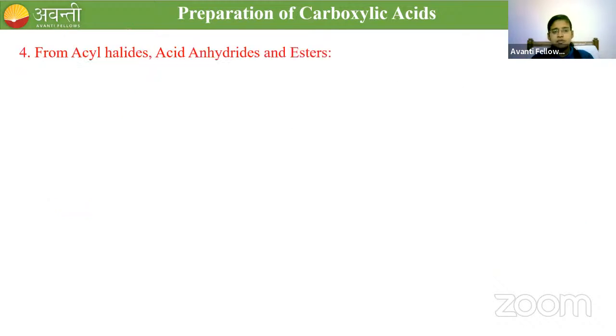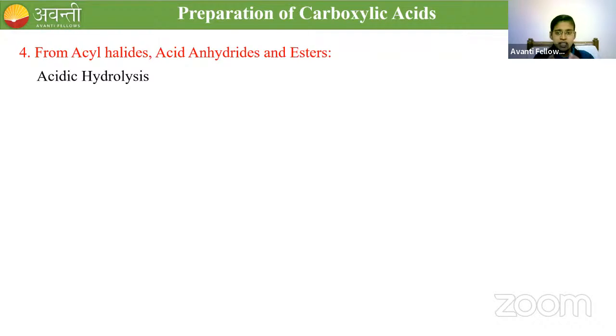Then the fourth method of preparation is from acyl halides, acid anhydrides and esters. What is the formula for acyl halide and how can we prepare? We can prepare using acidic hydrolysis. Acidic hydrolysis means using an acid in presence of water, we will do this reaction.